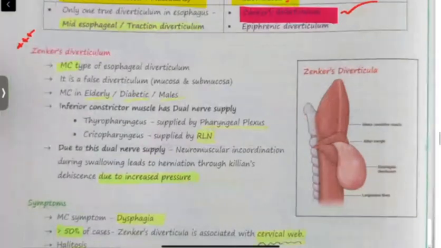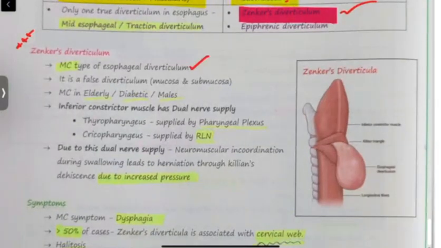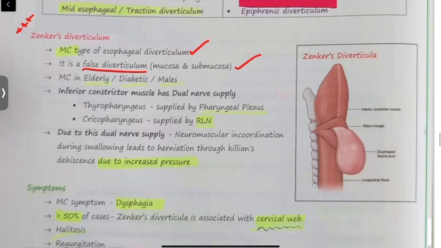It is the most common esophageal diverticula, and it is a false diverticulum because only mucosa and submucosa will be herniating through it. It is most commonly seen in elderly, diabetics and in males. So here what happens, the inferior constrictor muscle has dual nerve supply, that is thyropharyngeus.